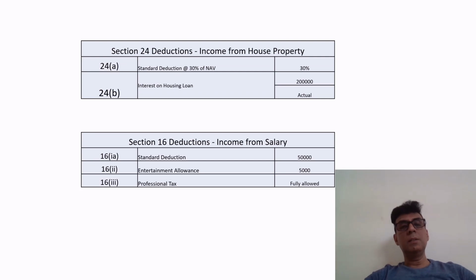As I mentioned earlier, there are two deductions which are available if you purchase a house property: 24A and 24B. 24B specifically refers to when you take a loan on your housing property and pay interest thereon. Standard deduction of 50,000 is the only deduction which is available now even in the new tax regime. So after you remove these deductions also from your taxable income, you get the net taxable income. It is this net taxable income on which you have to pay income tax.